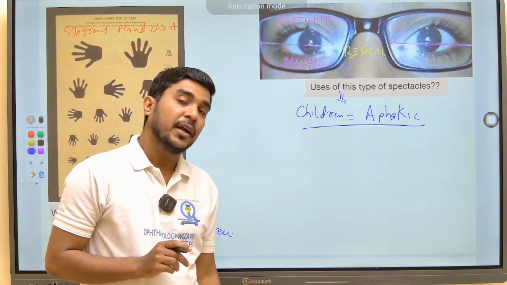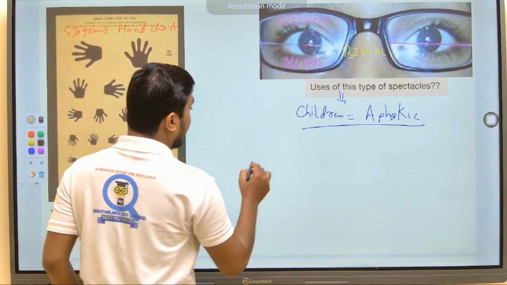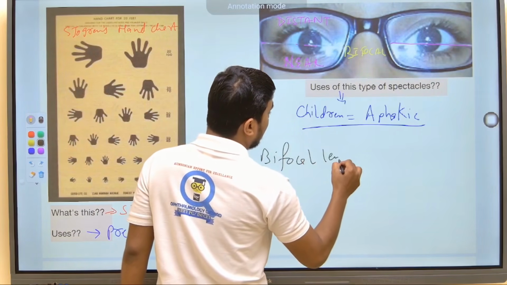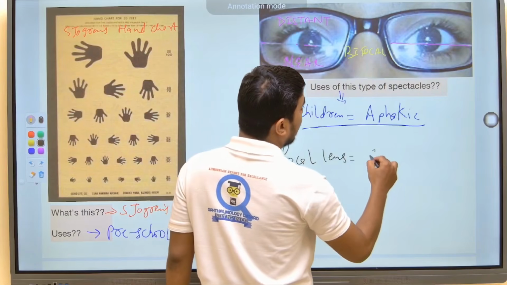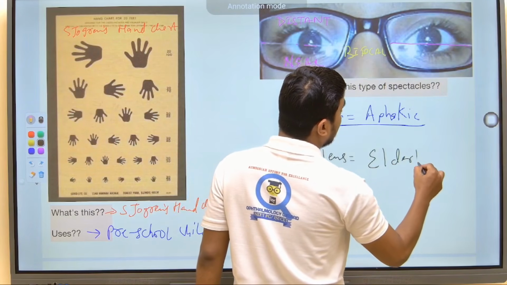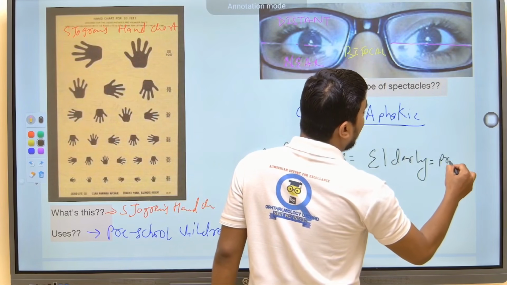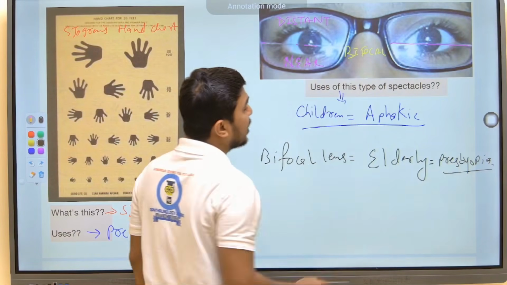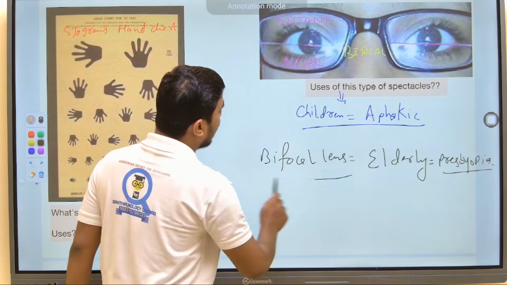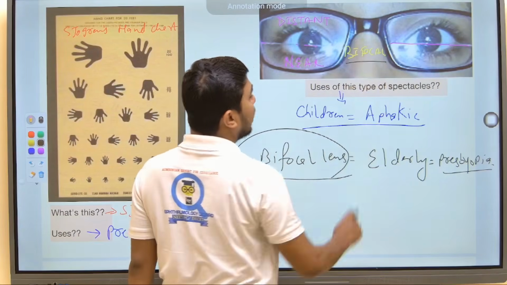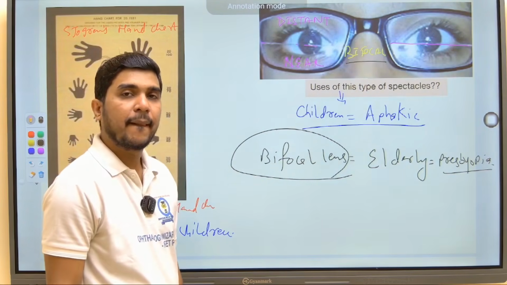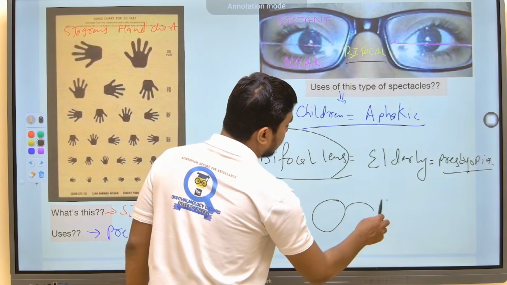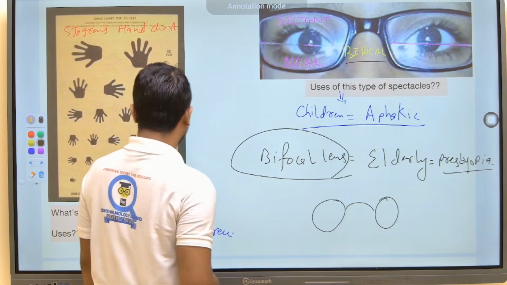Similarly, bifocal lenses are also used in elderly, जिसको बोलते हैं हम लोग presbyopia. But what is the difference between this bifocal and this bifocal? The difference is, let me draw you this specs.